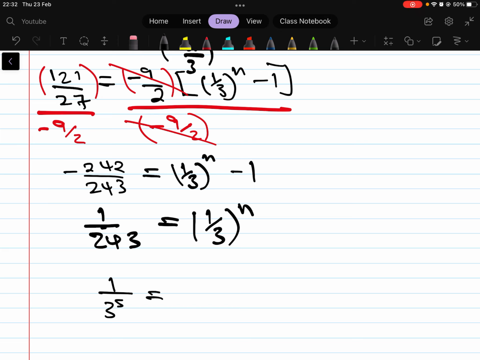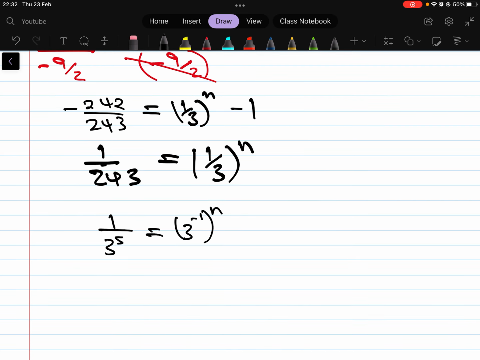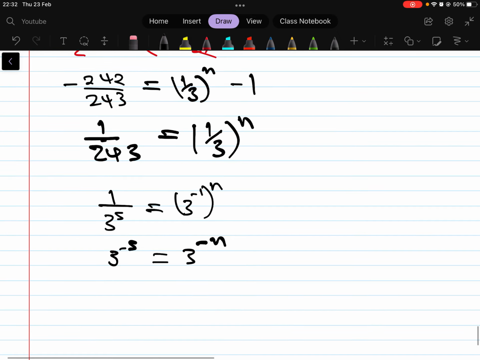So on this side you can write this as 3 exponent minus 1, all exponent n, like that. And then what is happening, you can write the left hand side as 3 exponent negative 5, and on the right hand side 3 exponent negative n. That means negative 5 equals negative n, therefore n equals 5.